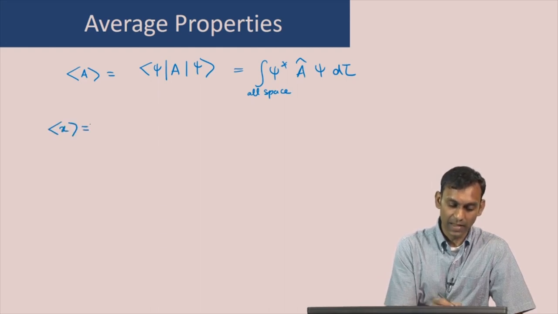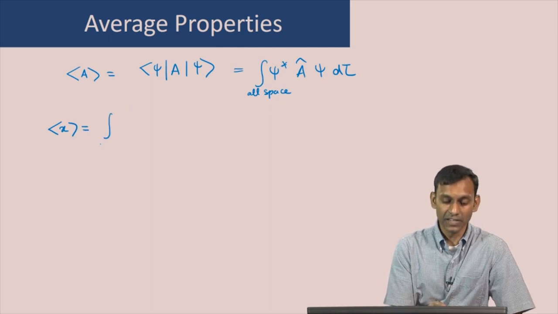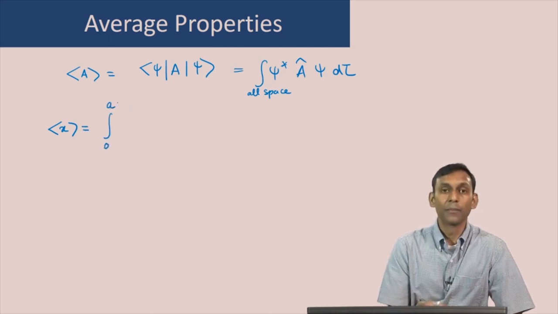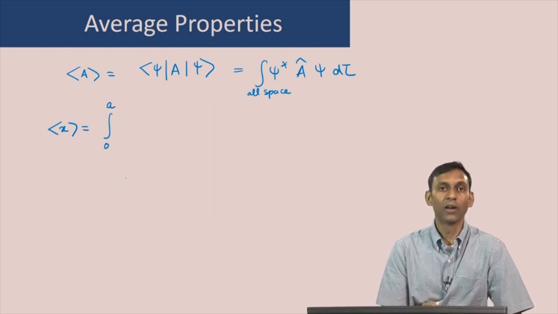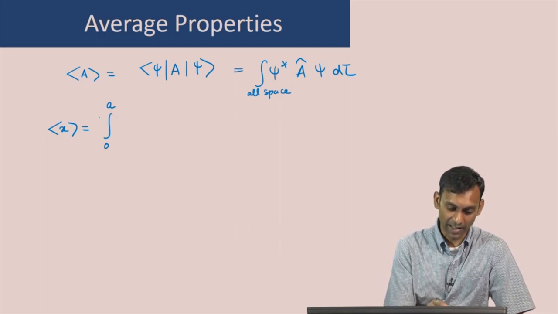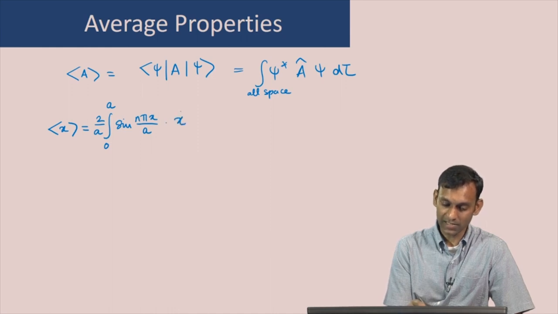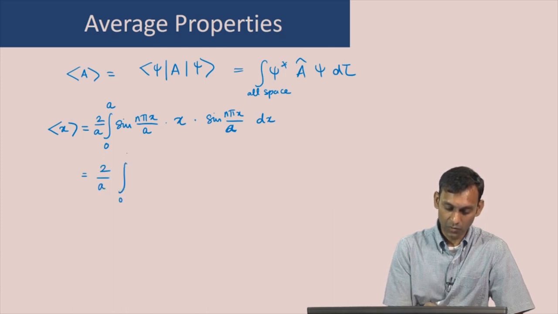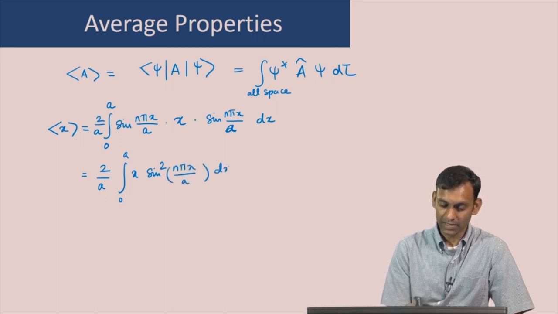So, the average position is the integral from minus infinity to infinity, but this can be written as only 0 to a, because that is the only region where the wave function exists. In all other regions it is 0 and therefore will not contribute to this integral, and the wave function is square root 2 over a, which I can write outside as 2 over a, sin n pi x over a, and here is the operator which is x, multiplied by the wave function again, sin n pi x over a, dx, and this is 2 over a, integral from 0 to a of x sin squared n pi x over a dx.